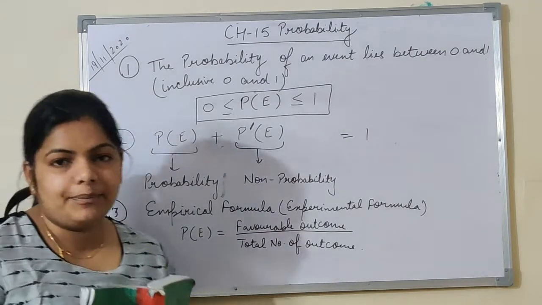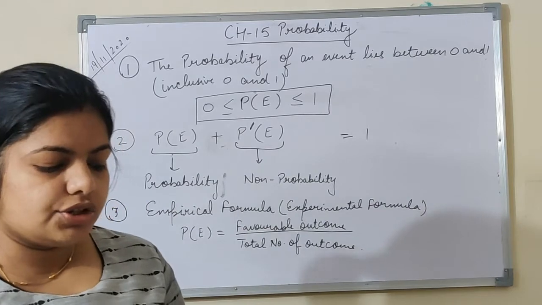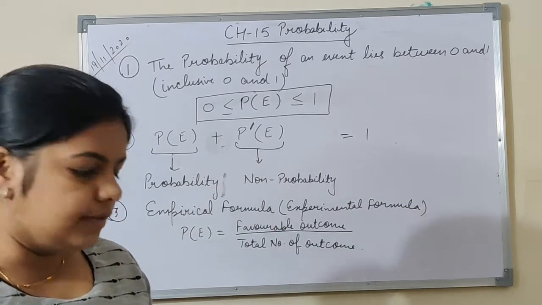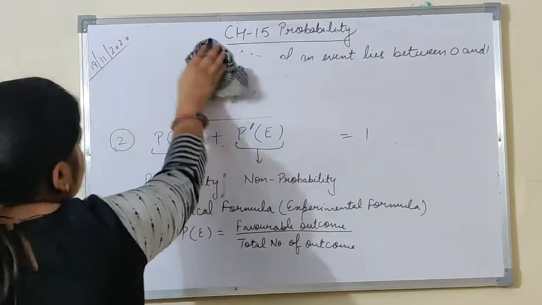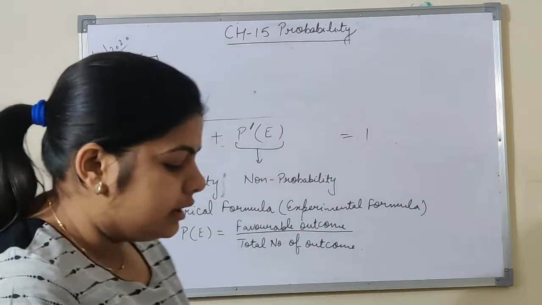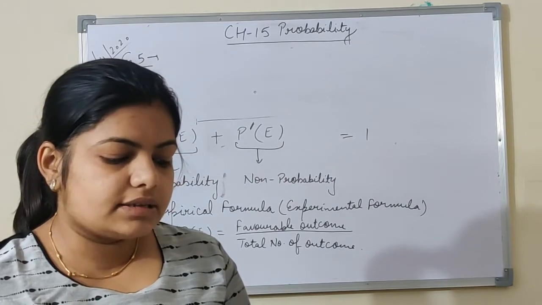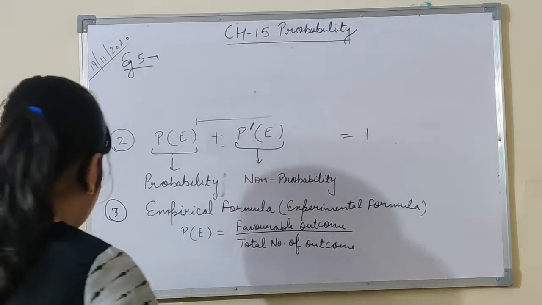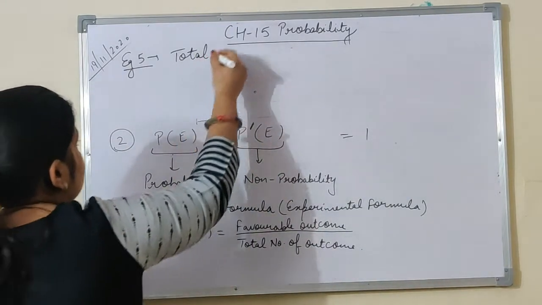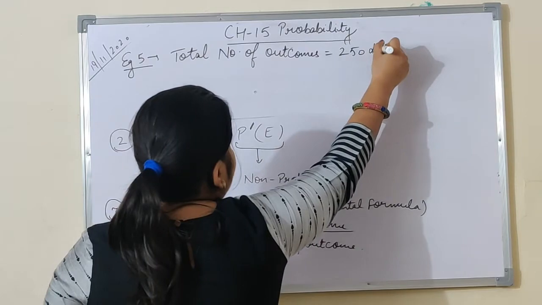I am starting with example number 5. It says the record of a weather station shows that out of the past 250 consecutive days, its weather forecasts were correct 175 times. Here I am writing the total outcomes. As you can see, we have to tell the weather forecast for 250 consecutive days. That means this is the total number of outcomes given to us, and that is 250 days.